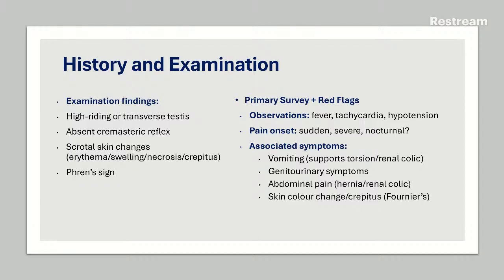Then the main thing is pain onset. So is it sudden onset? Is it severe? Is it nocturnal? Is it waking them up from sleep? Again, very important to ascertain. And we want to investigate the associated symptoms. So are they vomiting? Are there any genitourinary symptoms? So have they got discharge, pain on passing urine? Is there any abdominal pain associated with the testicular condition? And again, are there any skin colour changes or crepitus presence?